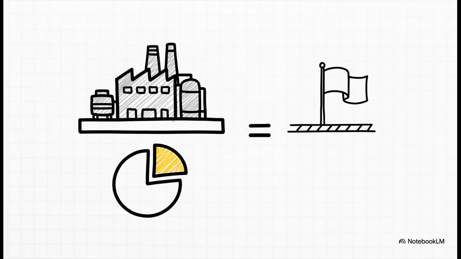And the formula to find this magic number? It's actually beautifully simple. You just take your total fixed costs, that big scary number that you have to pay every month no matter what, and you divide it by that contribution margin ratio we just talked about. Boom. That tells you the exact dollar amount in sales you need to hit that zero profit milestone.